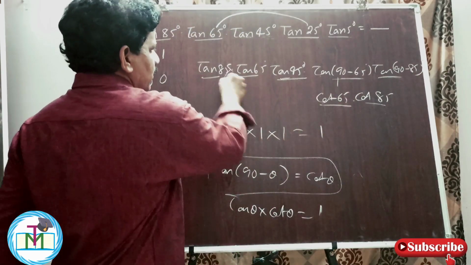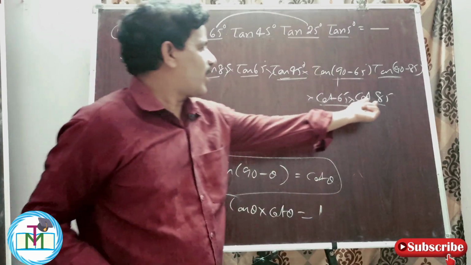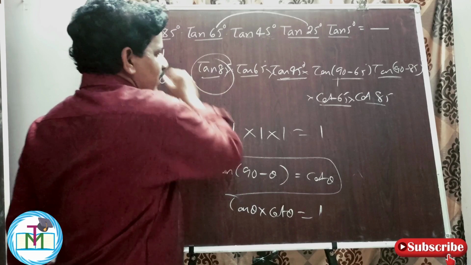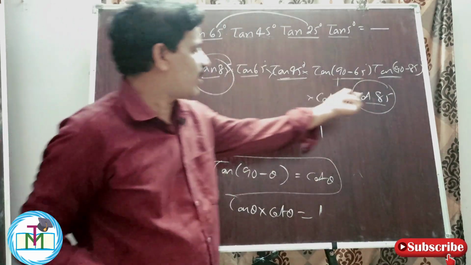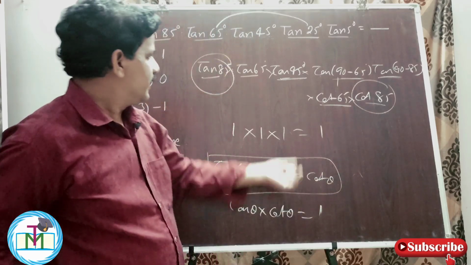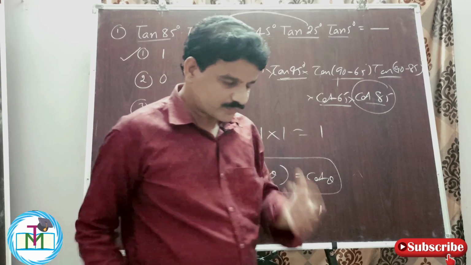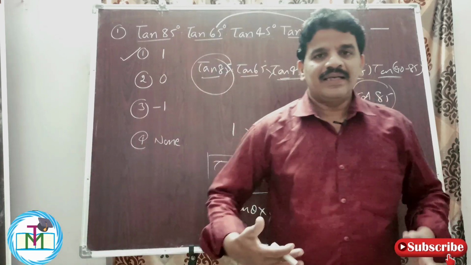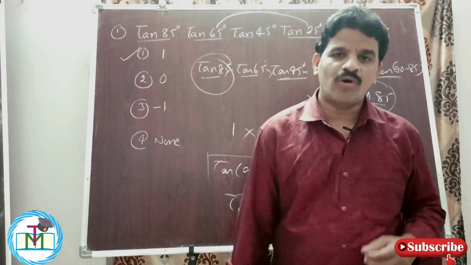Now all are under multiplication: tan theta into cot theta. Tan 85 into cot 85, where theta is 85, equals 1. Similarly tan 65 into cot 65 is 1, and tan 45 is equal to 1. I explained this question repeatedly because it is a very important concept in POLYCET.